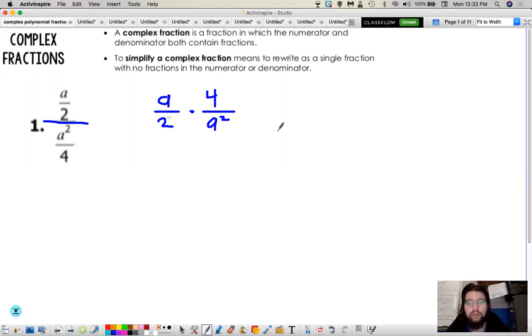Now, before we actually go through and multiply, simplify. So I'm looking, a and a squared, well, that's 1, and that's 1a to the first power. 2 and 4. 4 divided by 2 is 2. 2 divided by 2 is 1. So now I'm going to multiply. 1 times 2 is 2. 1 times a is a.